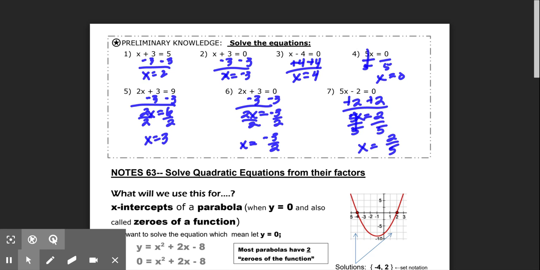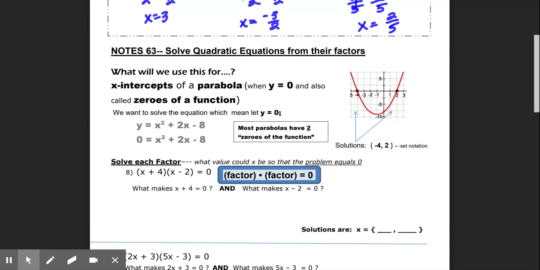All right, so one reason why we did that is because we're going to solve quadratic equations from their factors. When we solve it, that means we are finding the x value. The x value is going to be an intercept right here. It will be the intercept of a parabola. So it's when y is equal to 0, also called zeros of the function. We want to solve the equation, which means to let y be equal to 0.